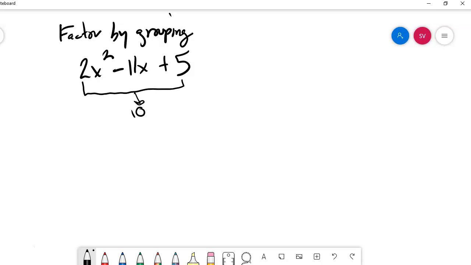Step 2, you ask the riddle. You say what two numbers when multiplied together will give me 10, but when added or subtracted together will give me 11. Well, you have 10 and 1 or 5 times 2. Which one could either add or subtract to get you 11? This one does not. 5 and 2. No way you could combine those through addition or subtraction to get 11, but this 10 and 1 you can.